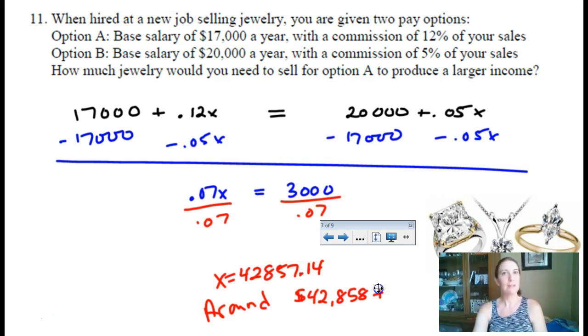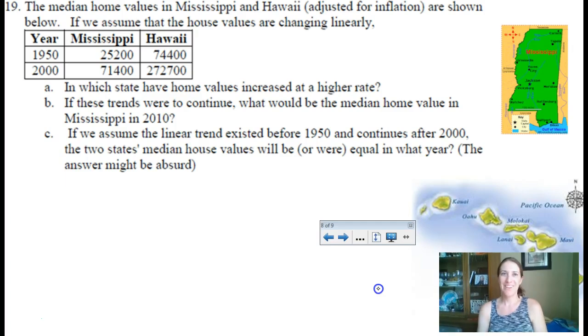So things to think about, right? Oh, fun times. The median home values in Mississippi and Hawaii, adjusted already for inflation, are shown below. You guys don't really buy houses much here in high school, but if you look at the price that your grandparents or great grandparents purchased their house at back in the day, you're going, oh my gosh, I could have afforded a house.